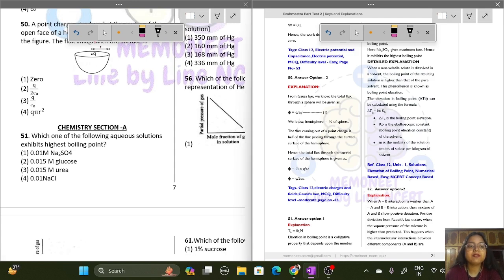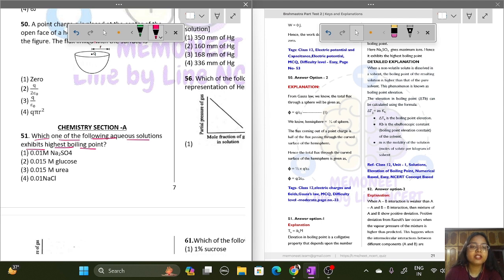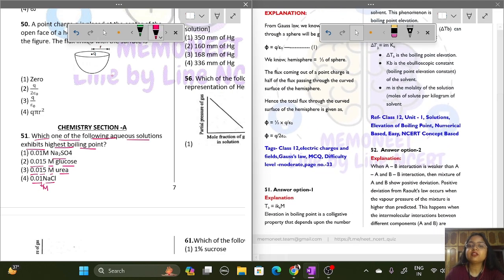In question number 51, it is asked which one of the following aqueous solutions exhibits the highest boiling point: 0.01 molar Na2SO4, 0.015 molar glucose, 0.015 molar urea, or 0.01 molar NaCl. Here it is molar. So among all these, which has the highest boiling point? Let's find out the solution.